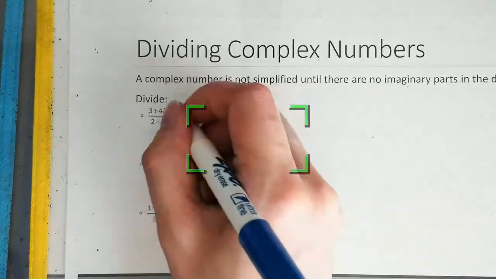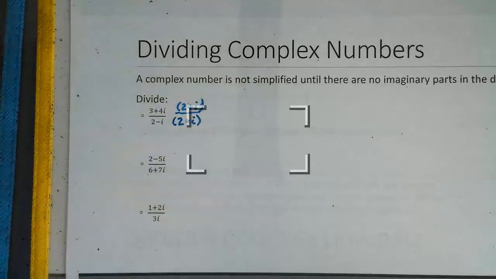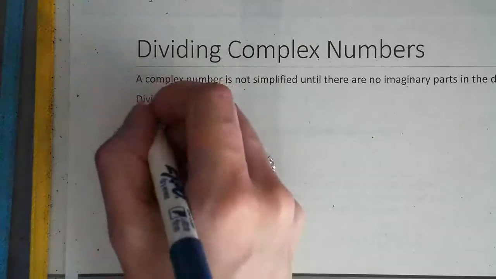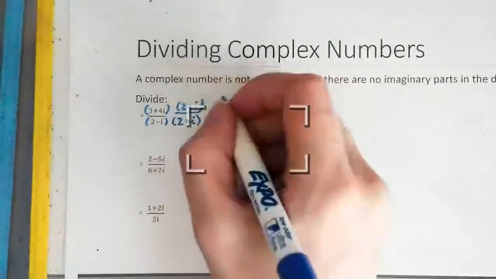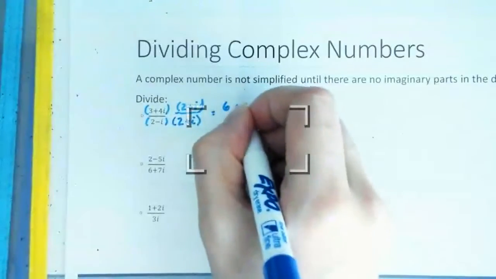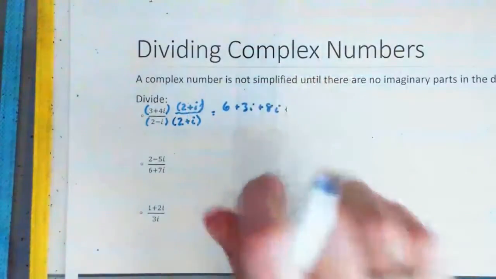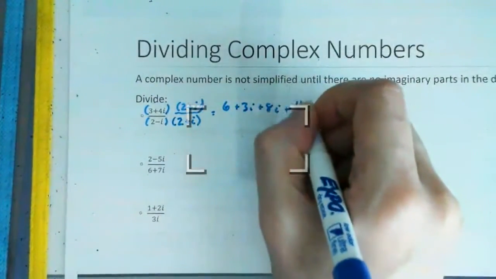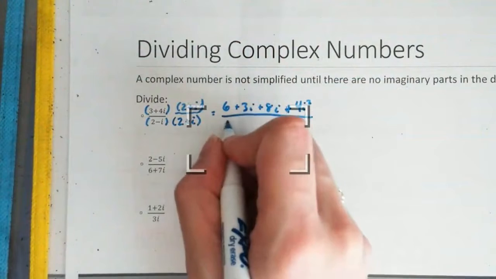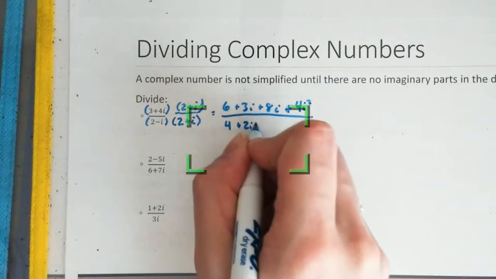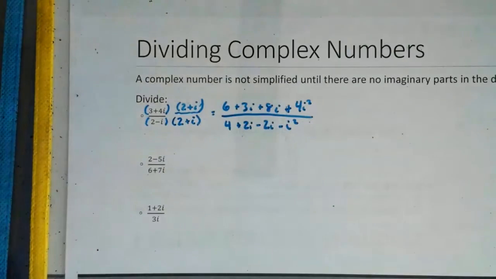To make sure the fraction stays at the same value, I multiply by 2 plus i in my numerator as well. I'm going to have to FOIL my numerator and FOIL my denominator. That's going to give me 6 plus 3i plus 8i plus 4i squared. In my denominator, I'll have 4 plus 2i minus 2i minus i squared.